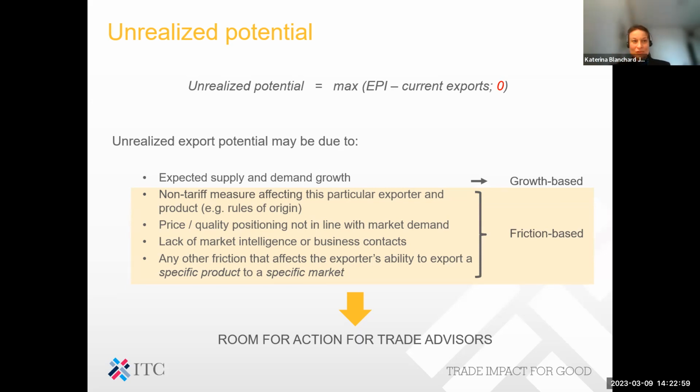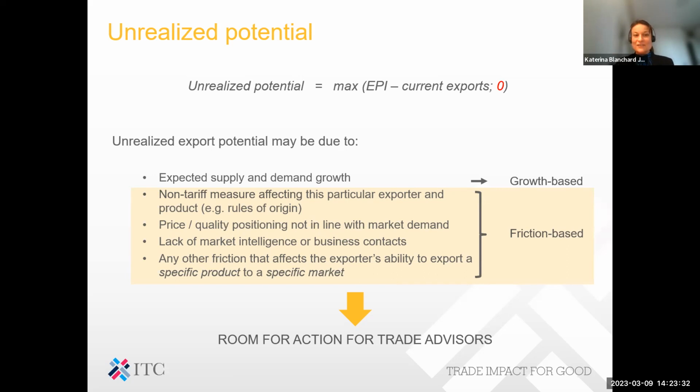What is very important to mention again? The unrealized potential in our model cannot be negative. So it is calculated as the difference between export potential and current exports. In case the export potential is lower, the value would be lower than the value of current exports, we will impute it to 0. So we don't use negative values for the unrealized potential.